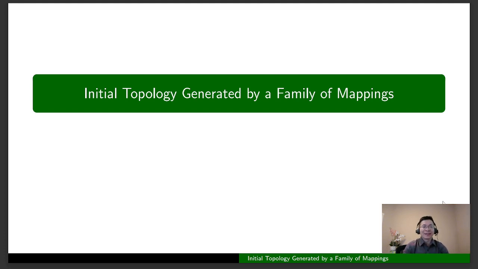Hello everyone. In this video, I'm going to talk about initial topology generated by a family of mappings. This is a very important topic because it provides the framework for defining many important structures in general topology and also in functional analysis, such as the product topology, the weak topology, and the weak star topology. Let's get started.